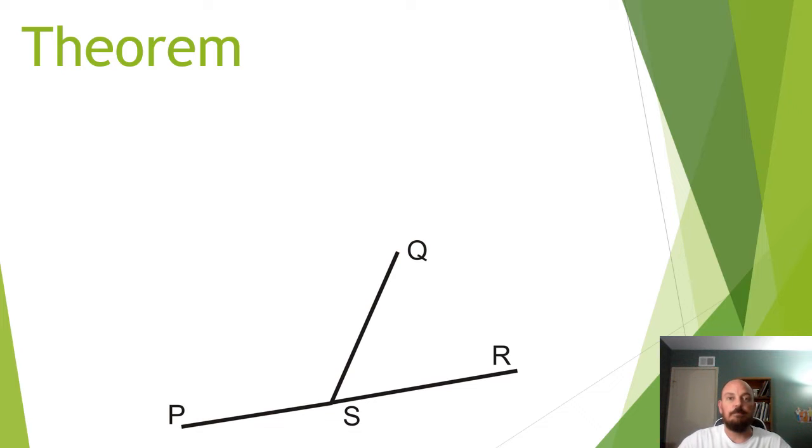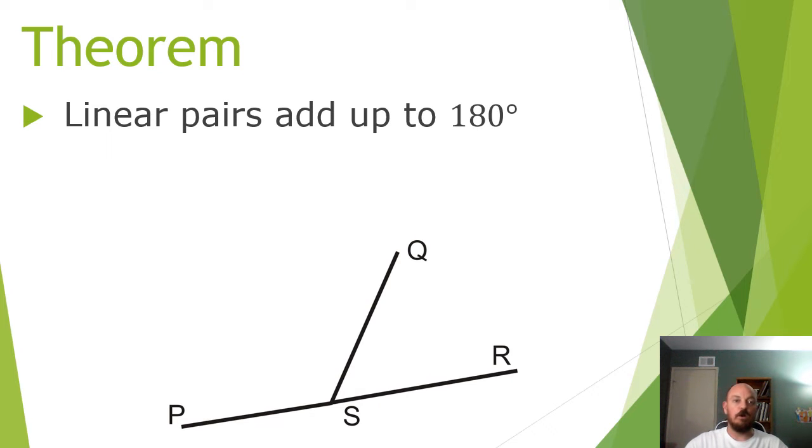Now let's learn a theorem. Remember, our theorems are our math rules that have been proven to always be true. Our theorem says linear pairs always add up to 180 degrees. And that makes sense because remember we said in part 1, a straight angle or a line is 180 degrees. If you take a 180 degree angle, split it into two pieces, of course the two pieces are going to add up to 180 because it's a line.